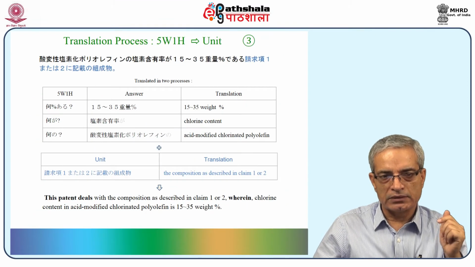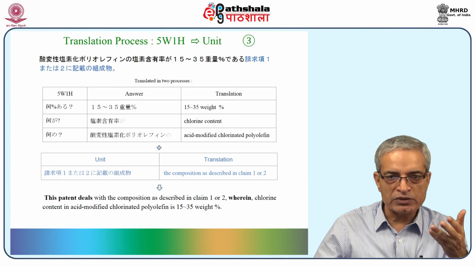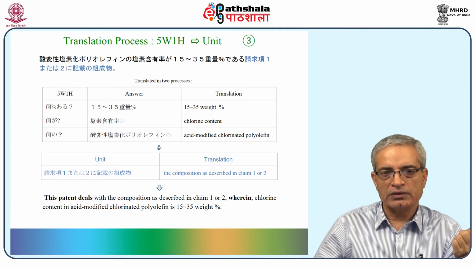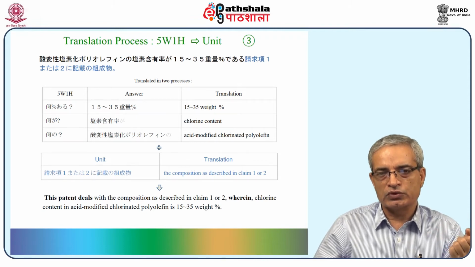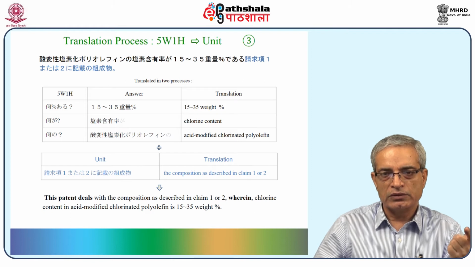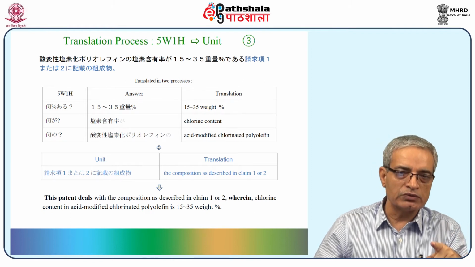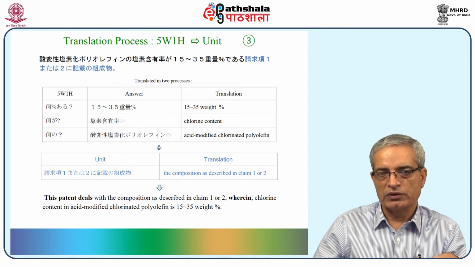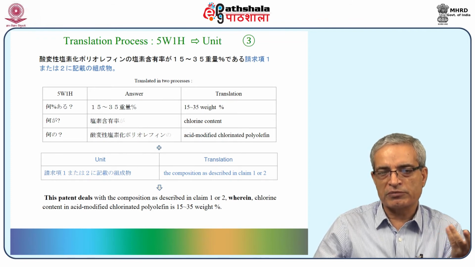Let's see the next example, and this example is too small, so let's do it today in a very simple way. First is the same compound, that is "san hense ensoka polyolefin no enso ganyuritsu". So some difference is coming. "Ganyuritsu ga jugo naishi sanjugo ju ryo percent de aru seikyu ichi matawa seikyu ni". "Matawa ni" only is written here. "Matawa ni kisai no sosebutsu". So if we put simple questions, it may solve the problem.